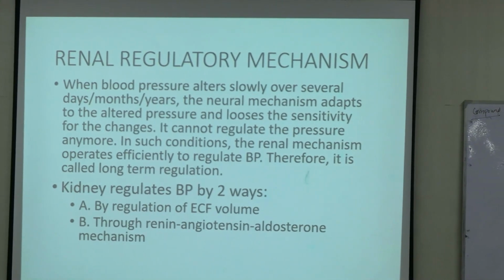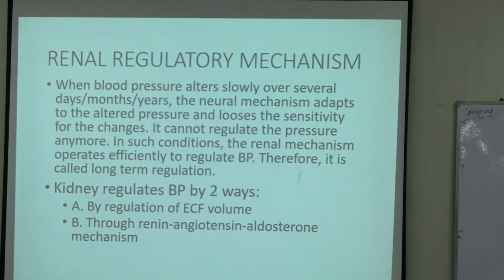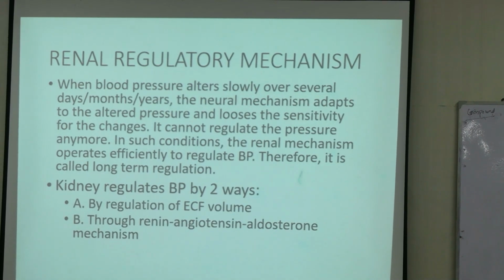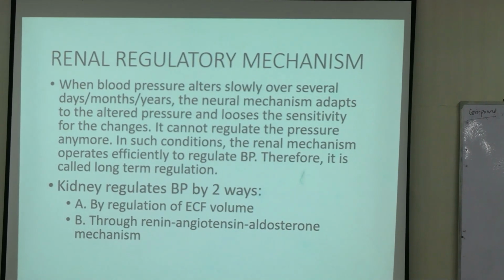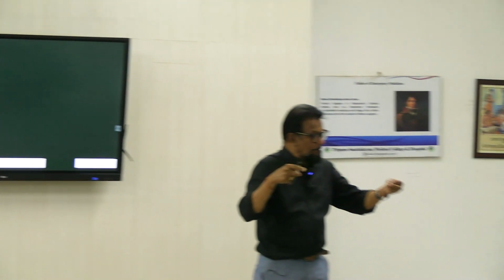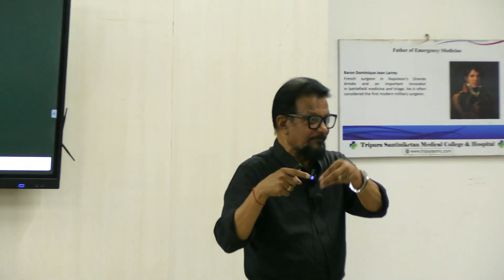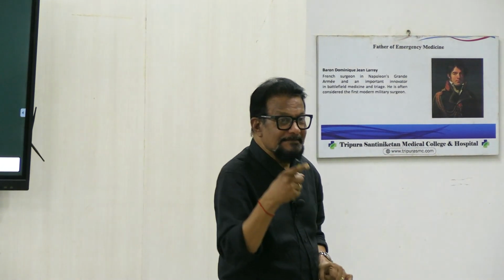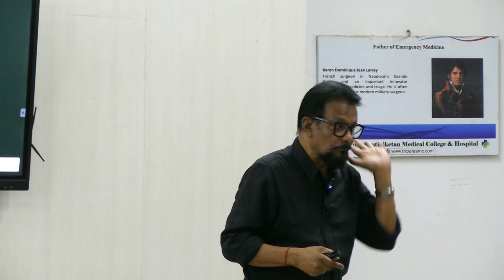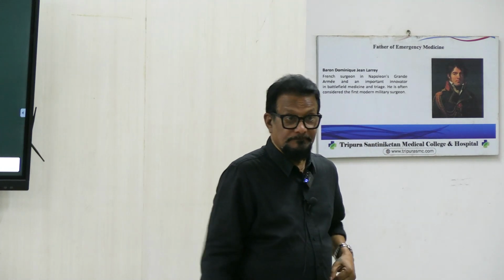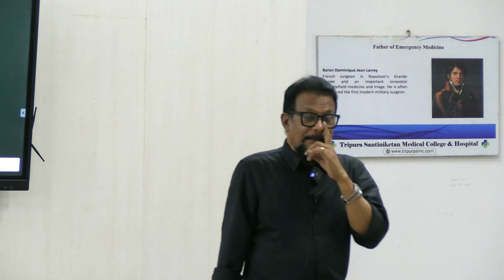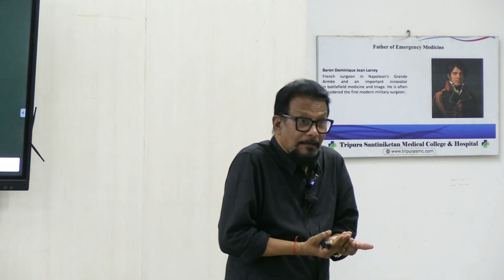Renal regulatory mechanism, a long-term procedure. When blood flow to the glomeruli, what is there in the nephron? Afferent arteriole, efferent arteriole, JG apparatus. When blood flow is decreased in the nephron, the JG apparatus secretes one hormone. This is called renin. R-E-N-I-N, renin. So it is released into the blood.